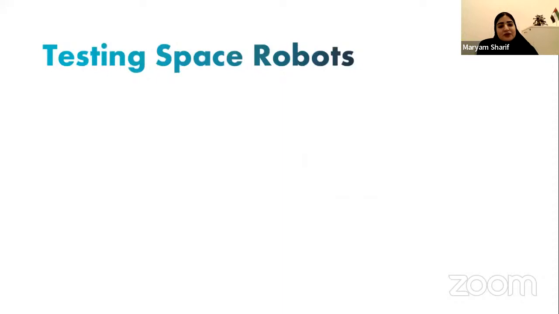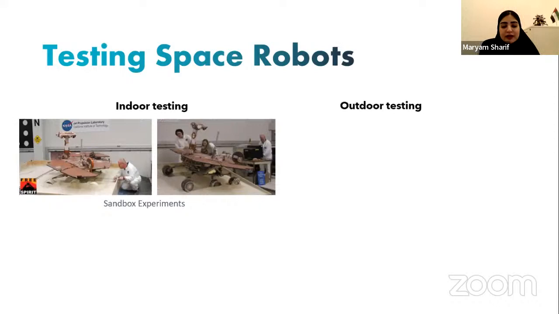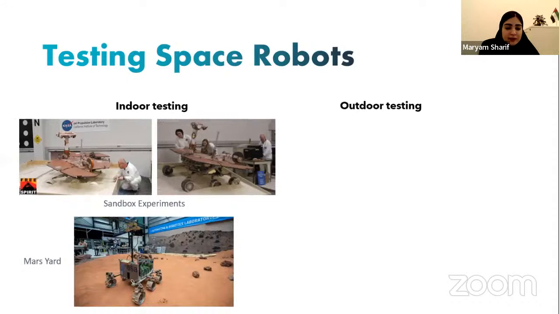Now, in terms of testing space robots, we can divide it into two parts: indoor testing and outdoor testing. The indoor testing includes, for example, the sandbox experiments, where they have boxes of sand that they can elevate to different elevations in order to do the experimenting and testing. Also, we have, for example, the Mars Yard that simulates the Mars environment, I mean the land, to test the robots or rovers over it.